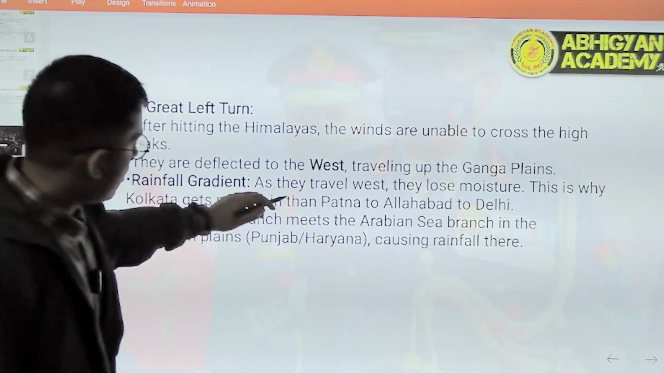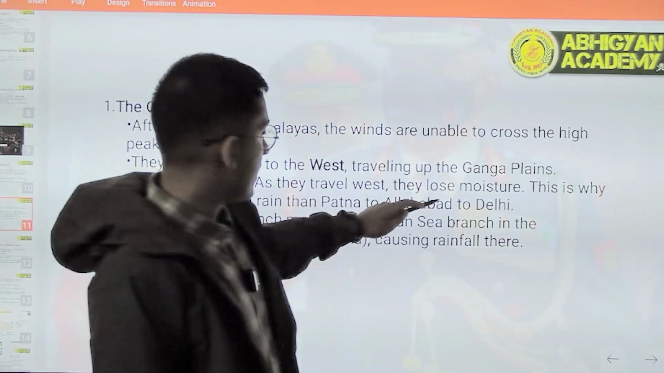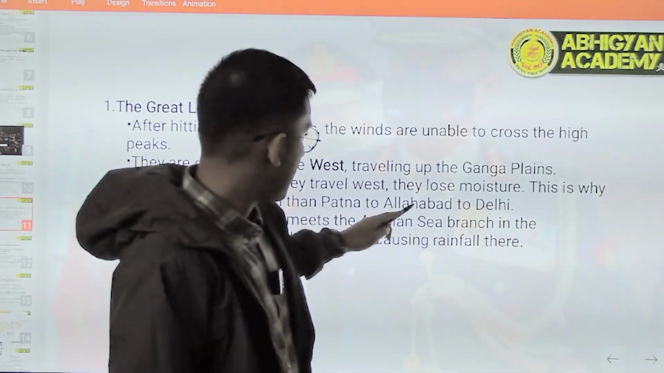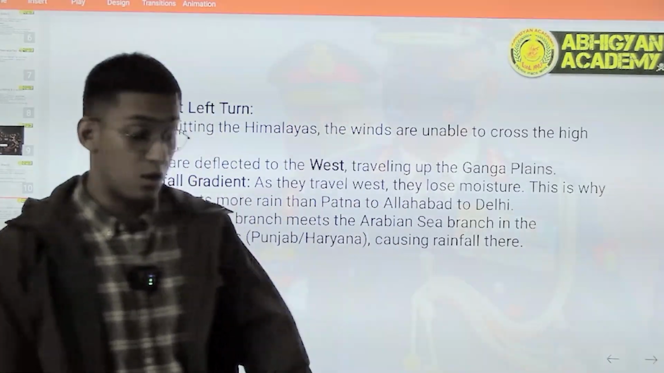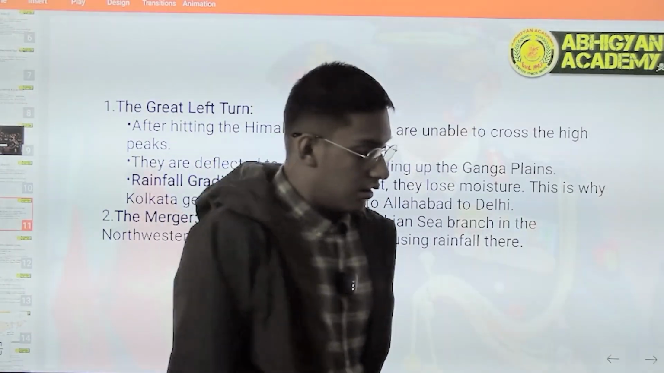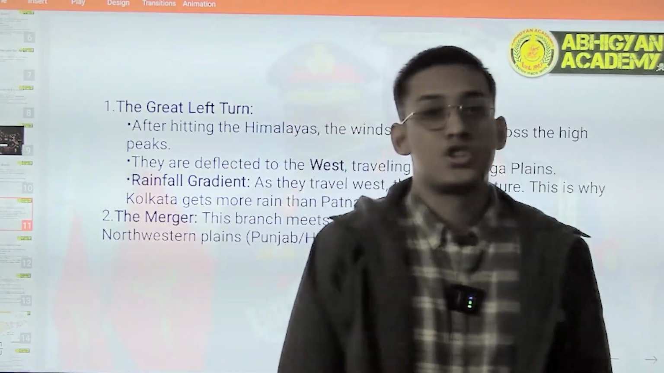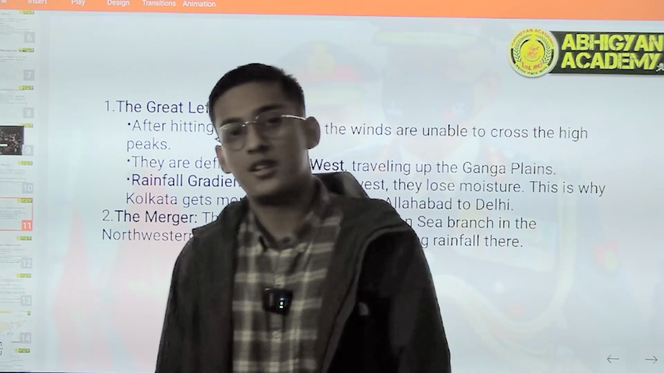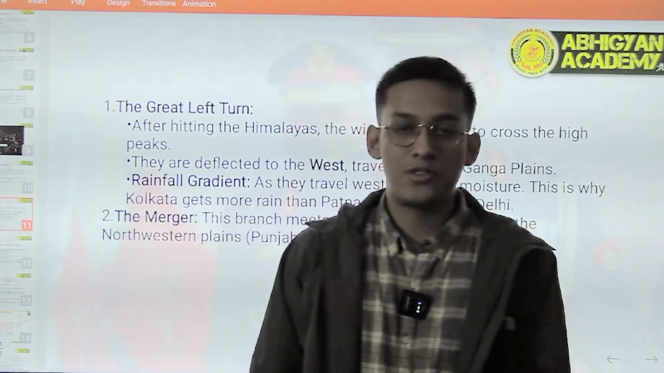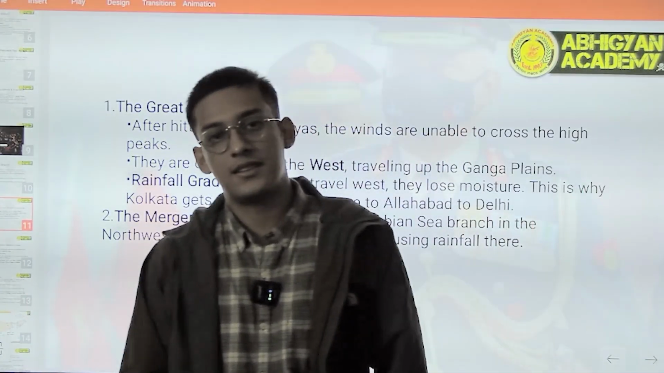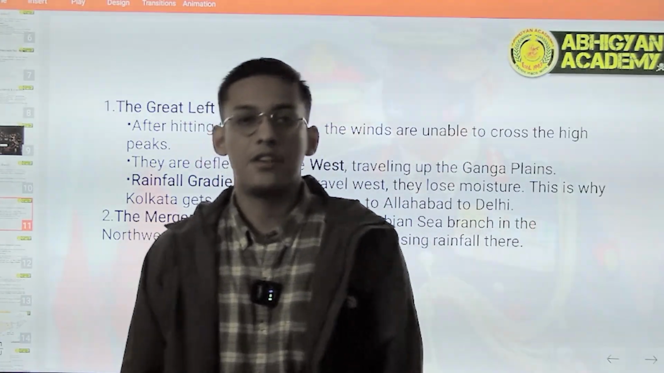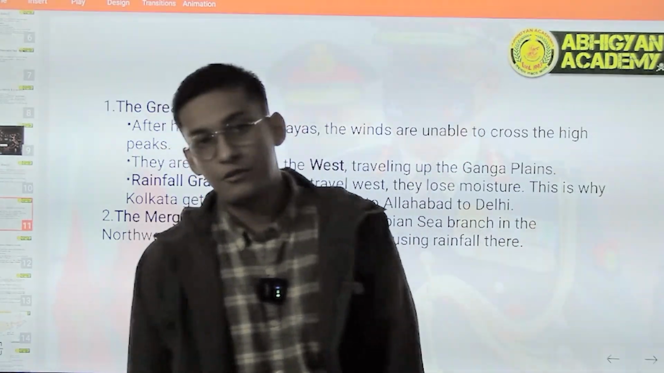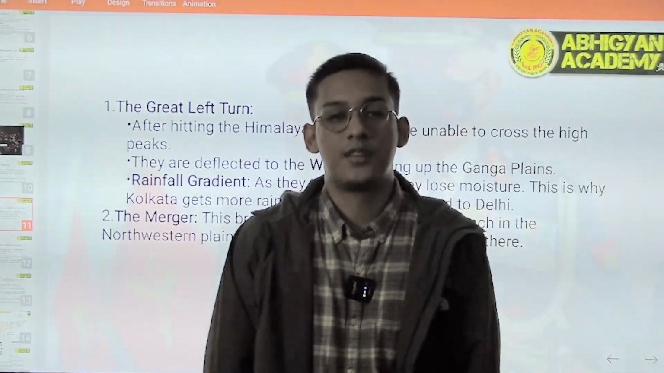So as the branch travels west, they lose moisture. That is why Kolkata gets more rain than Patna, Allahabad, and Delhi. Thus the question will be asked: the Bay of Bengal branch leads to more rainfall in Delhi than Kolkata. Is it true or is it false? So you should always remember, the more west a state is, the lesser rainfall it will receive from the Bay of Bengal branch. So the more left you're going, the less moisture. So keep this in mind.